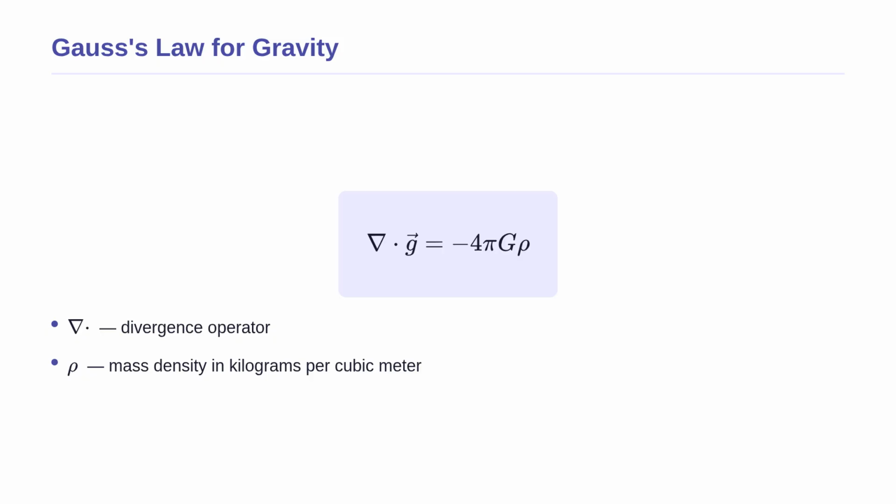The negative sign indicates that mass acts as a sink for gravitational field lines, meaning the field lines always point inward toward the mass rather than outward.